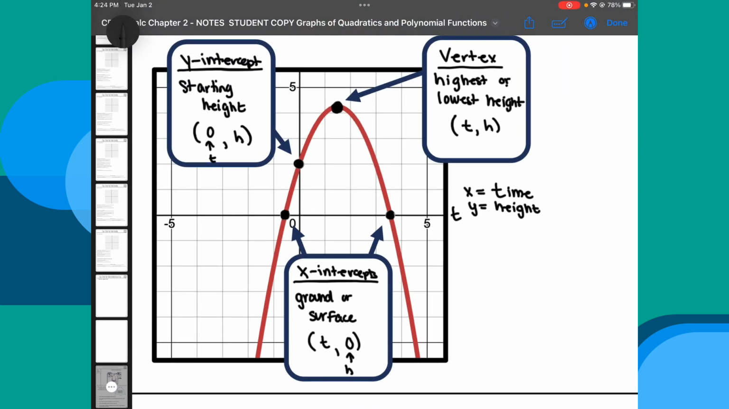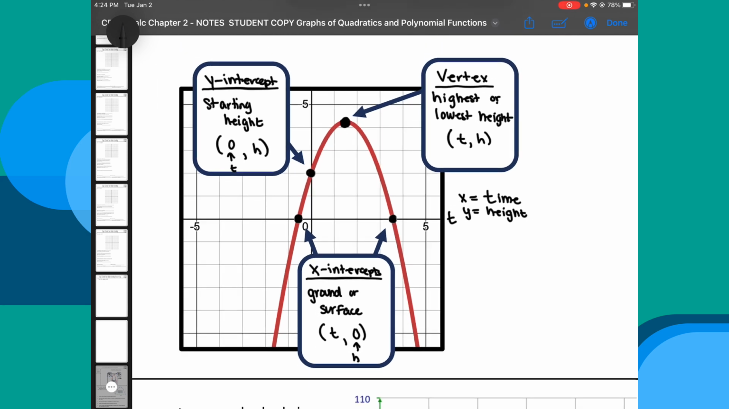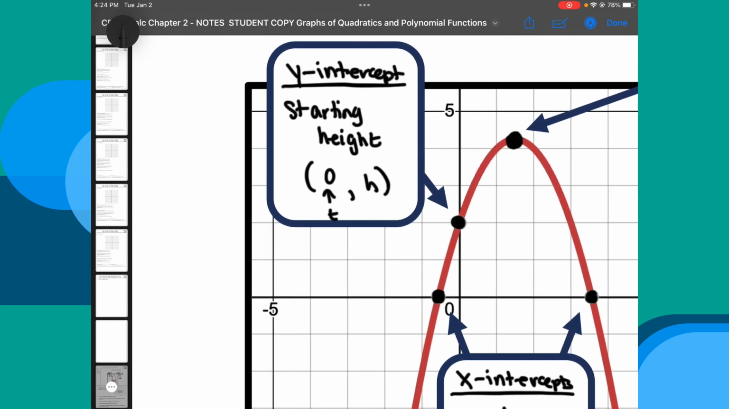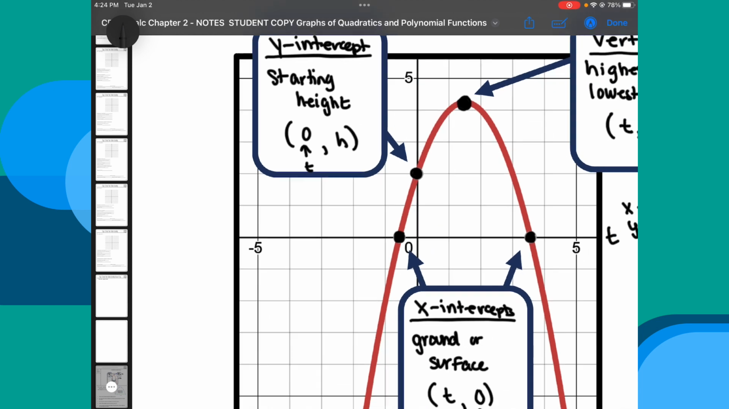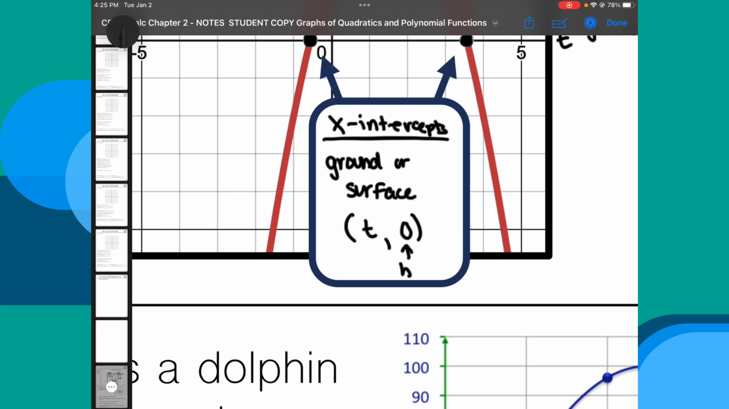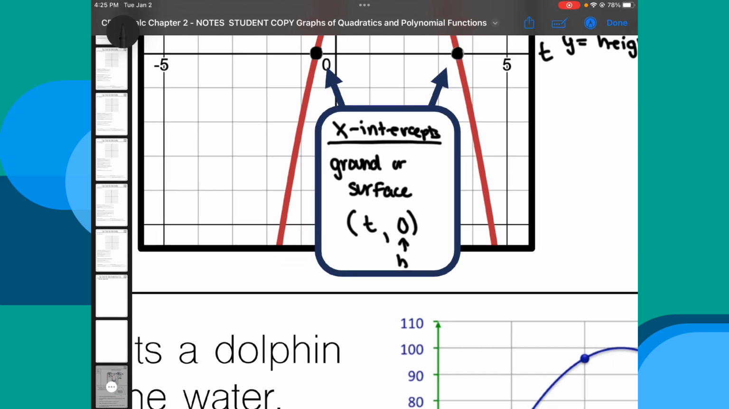So remember, when we're solving for the vertex, if we're not in vertex form, we use negative b over 2a for the t value, which is now our x value, and then you plug in to get the h. For the y-intercept, you will plug in t being 0 and then solve. And for your x-intercepts, you're going to plug in h to be 0 and solve. And this is where you're going to need to factor, use the quadratic formula, something like that.